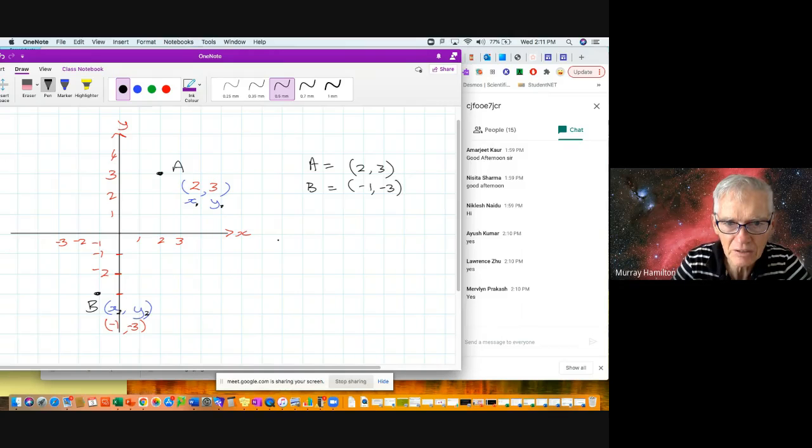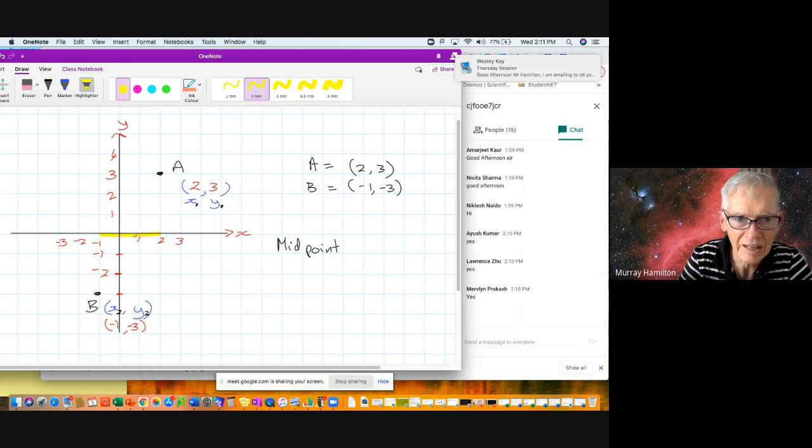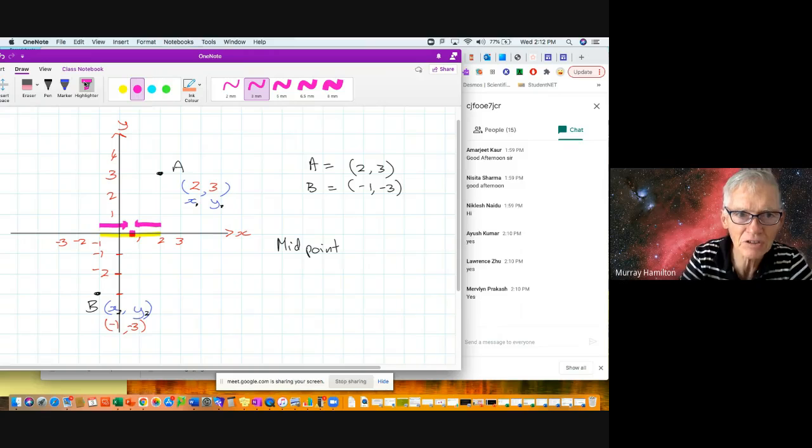Now, if we are asked to find the midpoint of these, we want to find halfway between 2 and -1. So in other words, we're looking at this distance here along the x-axis, and halfway between 2 and -1 is going to be this point right here, isn't it? 1.5. About there, because you've gone 1.5 this way, and you've gone 1.5 that way. So 0.5 is going to be the midpoint. So I'm going to say that the x value is 0.5.